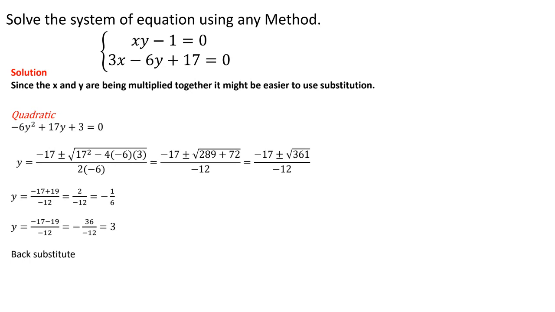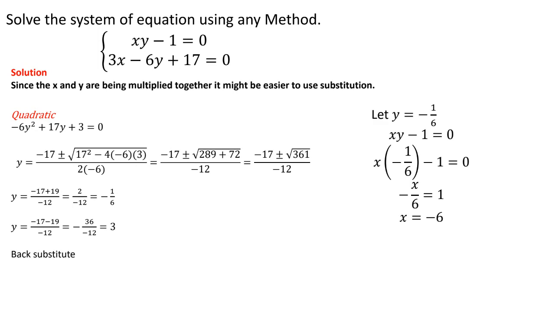Then the second one, we're using the -19. So -17 minus 19 divided by -12. -17 minus 19 is -36, divided by -12. A negative divided by a negative is a positive, and 36 divided by 12 is 3. Okay, so we're going to do back substitution to get our two x answers. We're going to have an x value for the -1/6, and an x value for the 3.